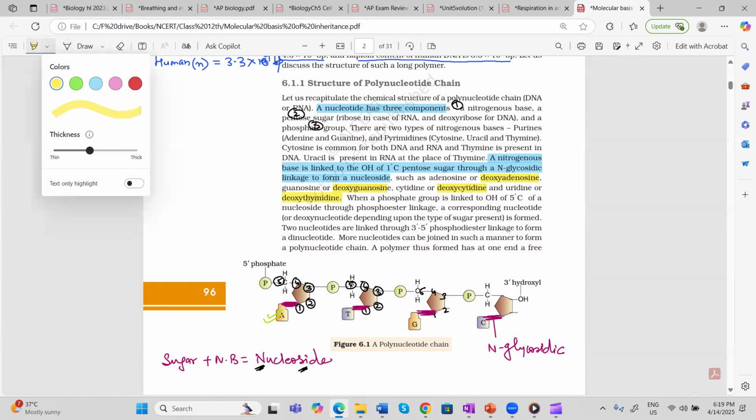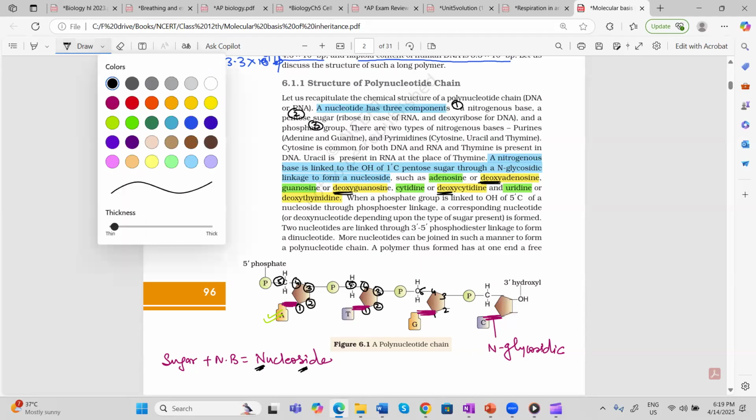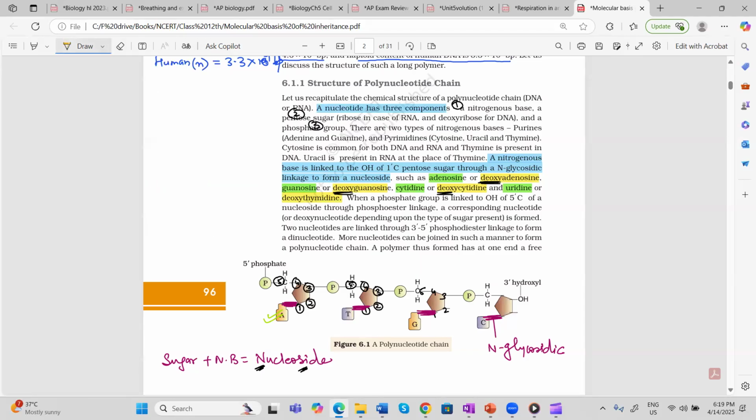But what is in case of RNA? In RNA, we will say adenosine, guanosine, cytidine, uridine. Is it clear? So these are the names of the nucleosides of DNA and RNA respectively. I have highlighted DNA in yellow color. So in DNA, you have to add the word deoxy. Learned up till here? Yes, ma'am.